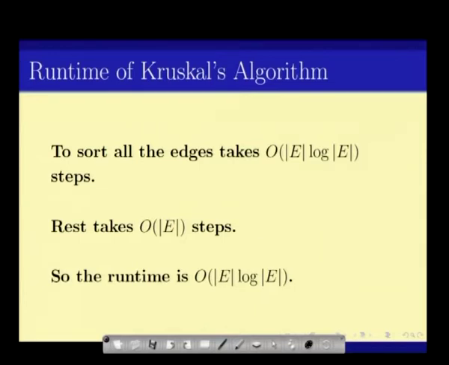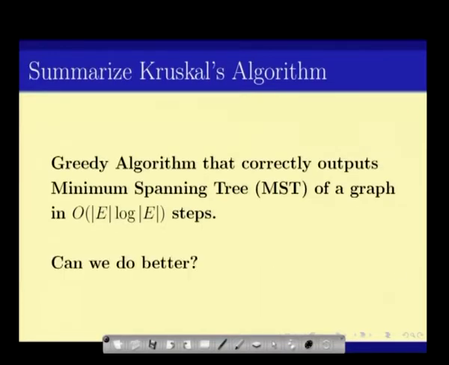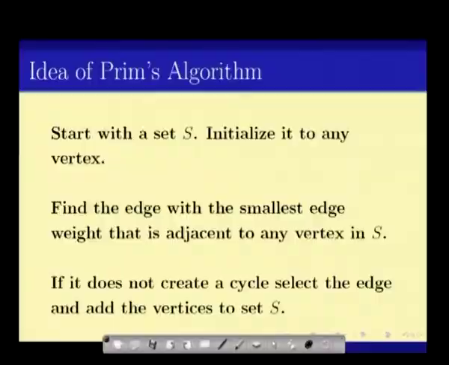So, the question is, can we do better? The answer is yes, we can do better. Again we will use another greedy algorithm, and we will use a different kind of greediness to solve it. This algorithm is known as Prim's algorithm. It is very similar to Dijkstra's algorithm.